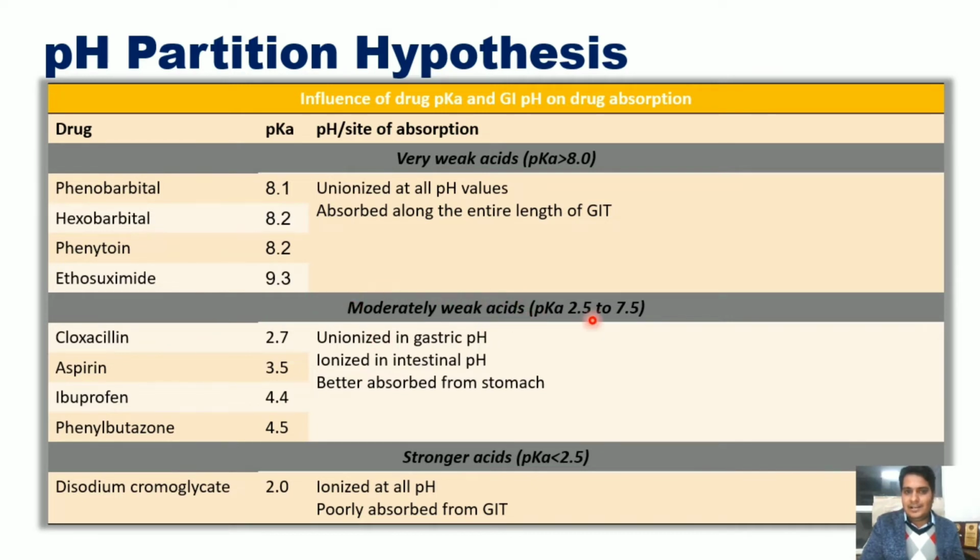In the case of moderately weak acids, the pKa values are moderate, so they will be unionized at gastric pH, the lower pH, and ionized in intestinal pH. At higher pH these will be ionized, and therefore these drugs are absorbed from the stomach only. In the case of a stronger acid, having a pKa value less than 2, this will be ionized along the entire length of the gastrointestinal tract and at all pH. So these will be poorly absorbed drugs from the gastrointestinal tract.